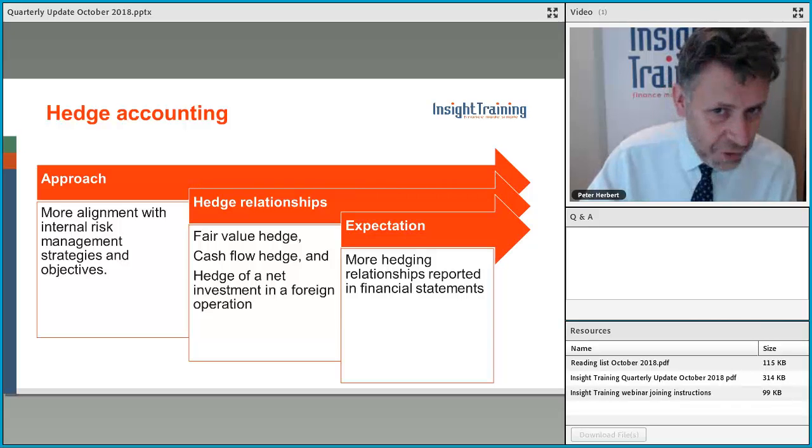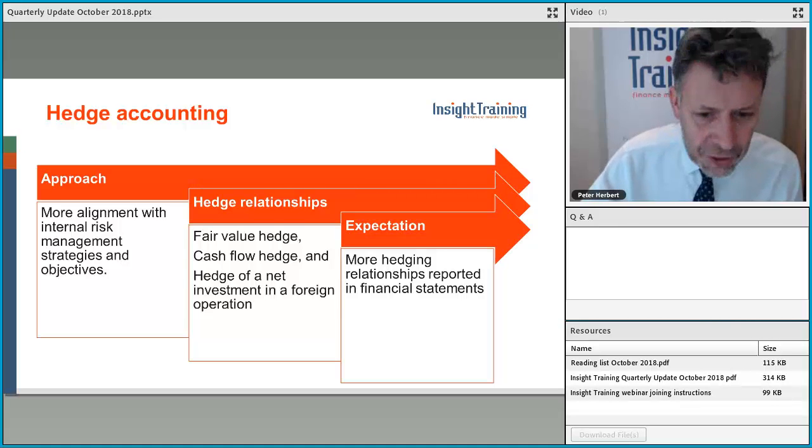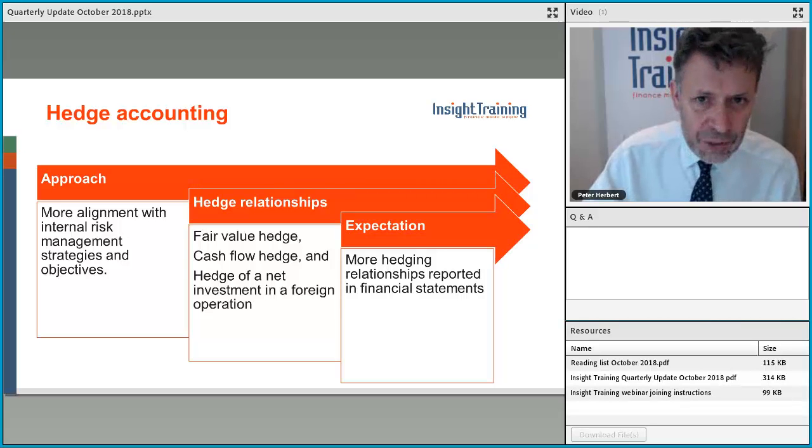And what IFRS 9 is doing is really introducing a more pragmatic approach to make hedge accounting more simple and straightforward. So hedge accounting, as we described it, will work more in alignment with internal risk management strategies and objectives. And you'll be able to do it in respect of more types of hedging relationship, where IAS 39 would have probably not let you.